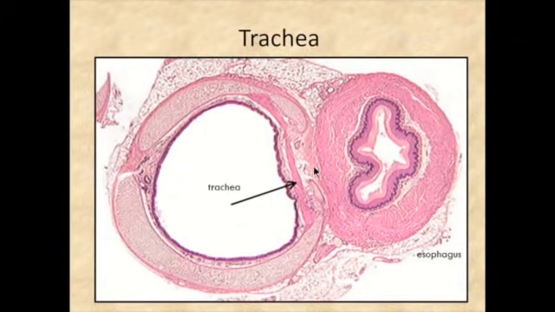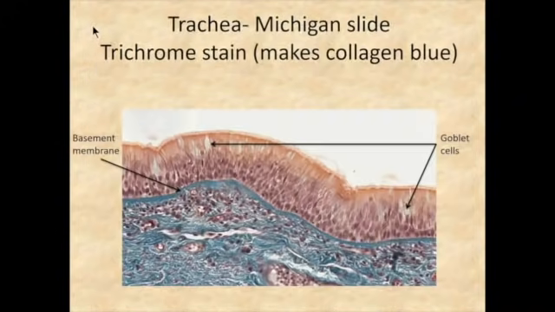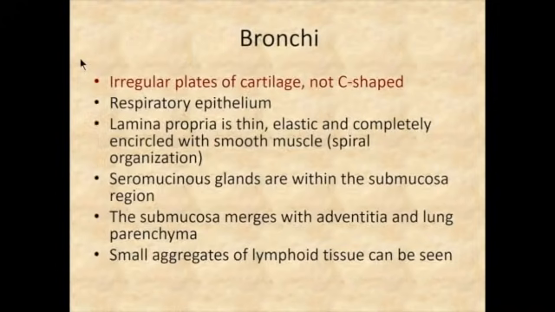Here is another picture where you can see the trachea, and you can see the trachealis muscle going from one side to the other. And it's just next to the esophagus, adnexal. All right, so this is the trachea in the Michigan slide, and so you get to see the bright blue basement membrane because it's full of collagen. And you can see prominent goblet cells in this stain, so this is something that you'll see in lab.